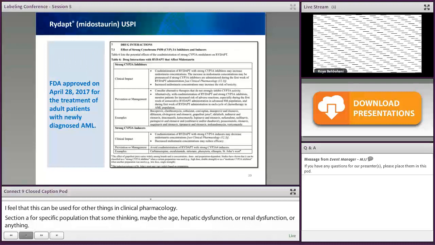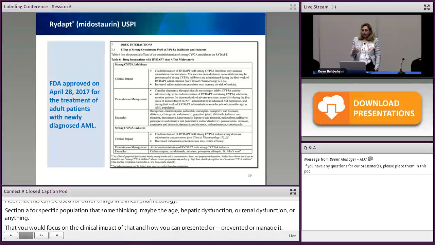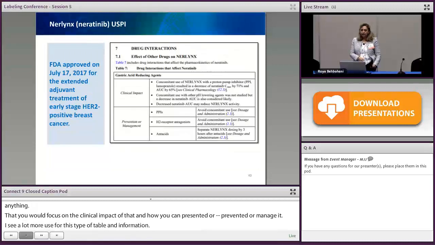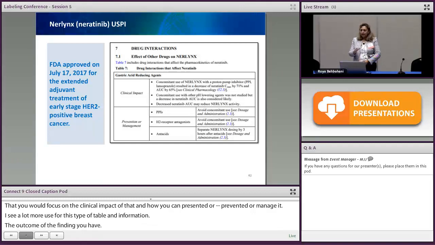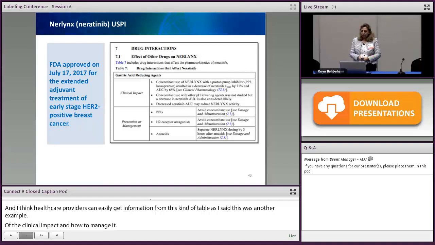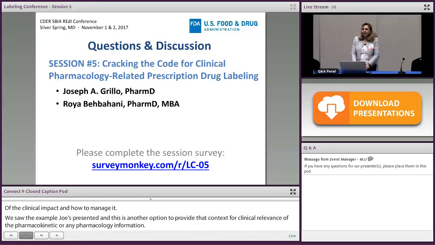So I see a lot more use for this type of tables and information to summarize the outcome of whatever finding you have. And I think the healthcare providers can easily get the information from this kind of table. And as I said, this one was another example, has the clinical impact and how to prevent and manage it. So I think we saw the examples Joe presented, but I think this is another good option to provide that context for clinical relevance of the pharmacokinetic or any clinical pharmacology information. So with that, I think we can take any questions.